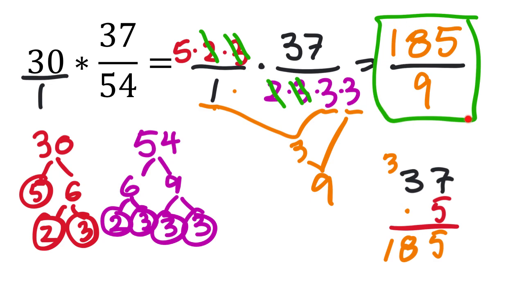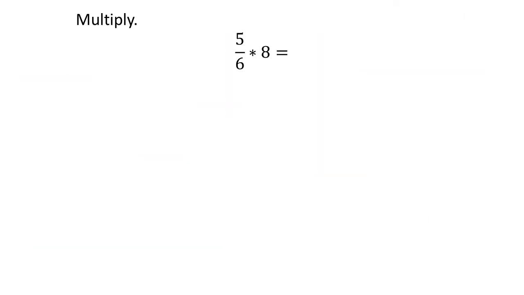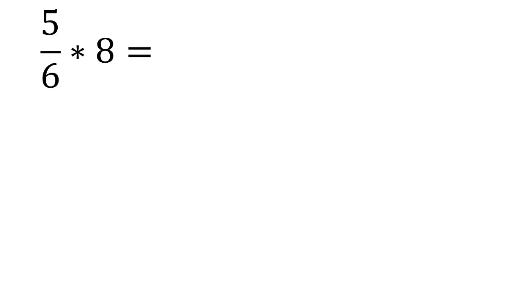Now, did you have to use this method? No, you did not. And if you prefer to use any of the other methods that we've seen, feel free to do that. But your answer needs to be the same. All right, this one's just a little bit different because the whole number now is the second factor instead of the first one. Still not a problem. Yeah, we can still make that an 8 over 1 right there.